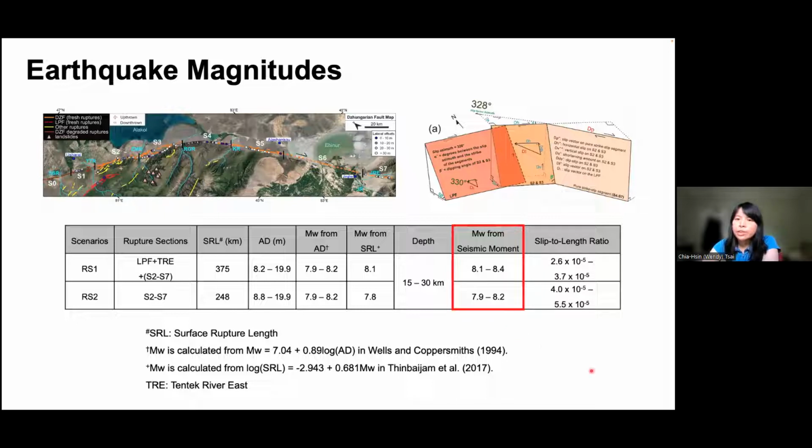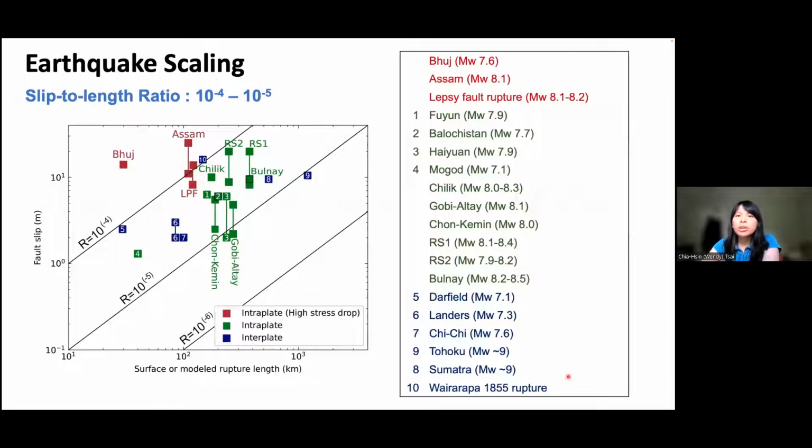And of course, we are aware that scenarios with shorter rupture length and fault slip are also possible, but we'd like to emphasize the likely upper end magnitude and rupture length in this region, which could be over 370 kilometers long. We have mentioned that a previous study points out the Lepsy Fault has an abnormally higher slip to length ratio from paleo-earthquake study. However, if the Lepsy Fault does not rupture alone, but ruptures together with the Dzhungarian Fault as in rupture scenario 1 in this study, it will yield a slip to length ratio within the normal range.